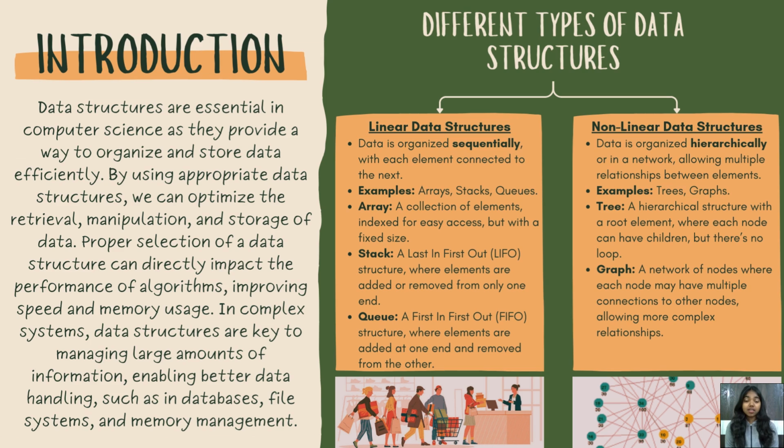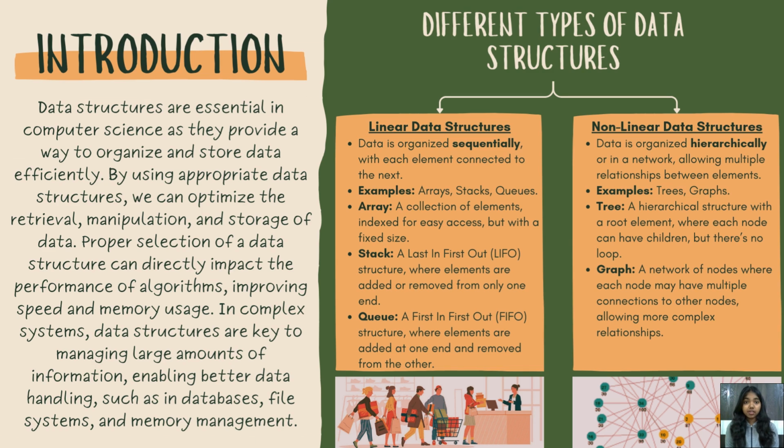Data structures are classified into two types: linear data structure and nonlinear data structure. Under linear data structure, data is organized sequentially, with each element connected to the next. Example: array, stack, or queues. Array is a collection of elements indexed for easy access but with a fixed size. Stack is a last in first out structure where elements are added or removed from only one end. Queue is a first in first out structure where elements are added at one end and removed from the other.